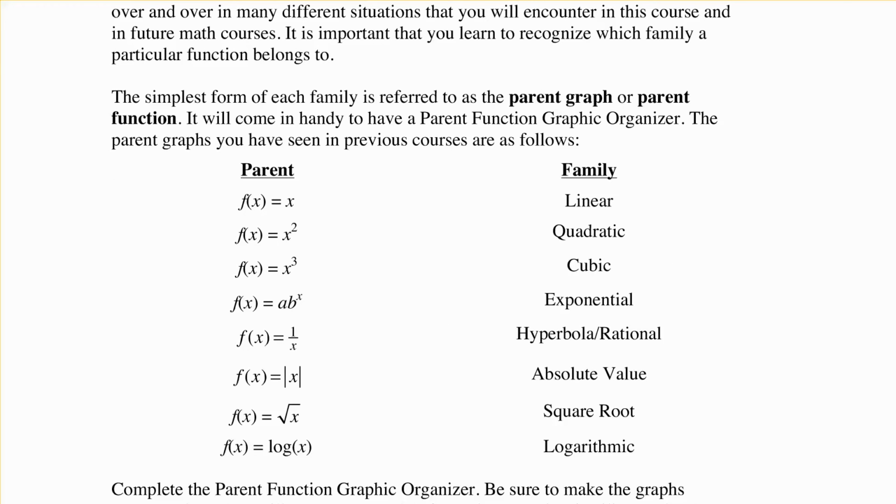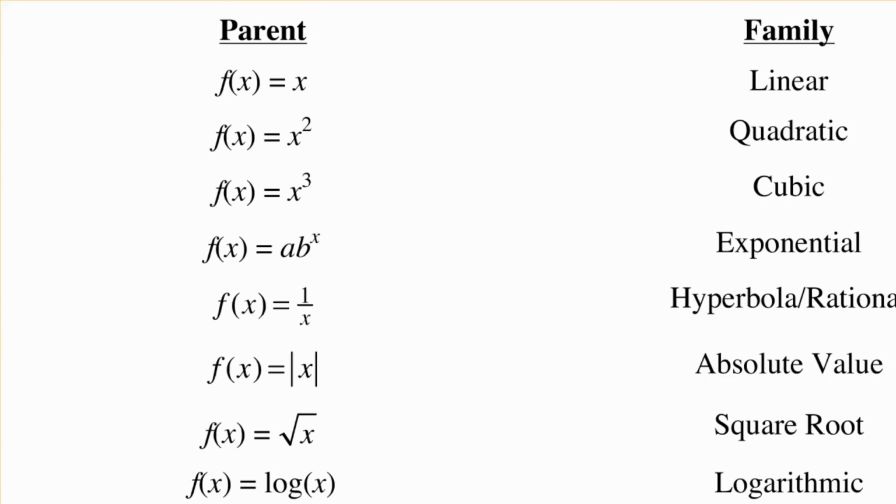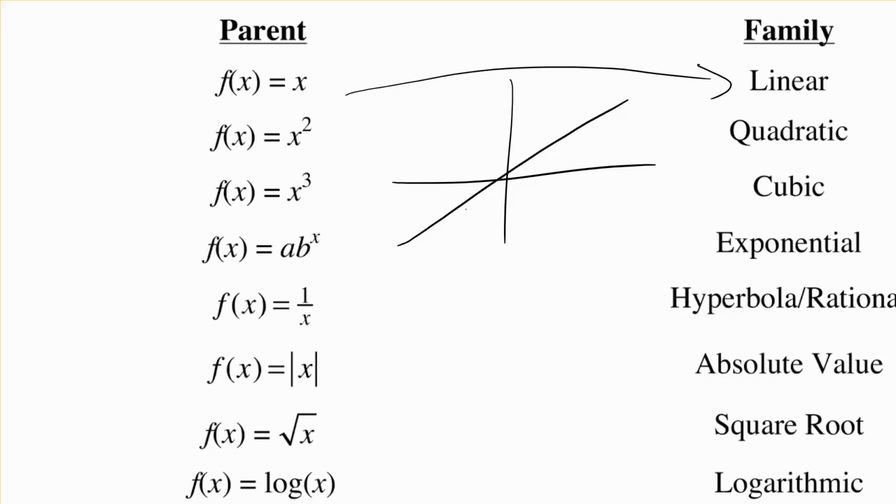Number 5 is talking about parent graphs and parent functions. On the third page of your notebook, or the back of the second page, I would like you to have this written as a math notes box, the parent graph organizer. I want you to have y equals x, or f of x equals x, and know that that's a linear function. And then an example, y equals x, maybe even y equals negative x.